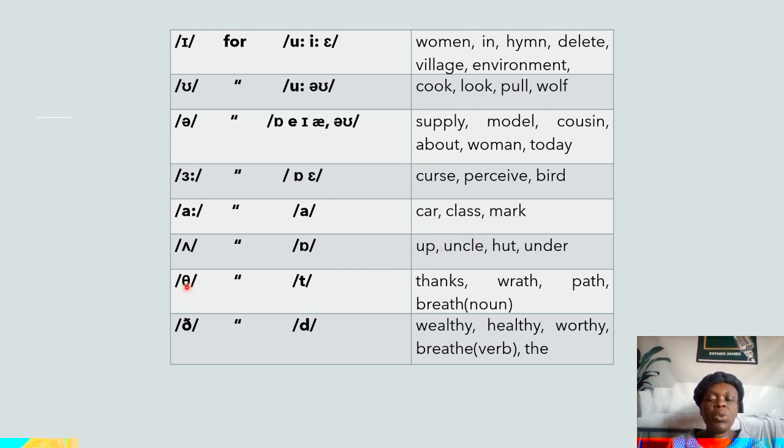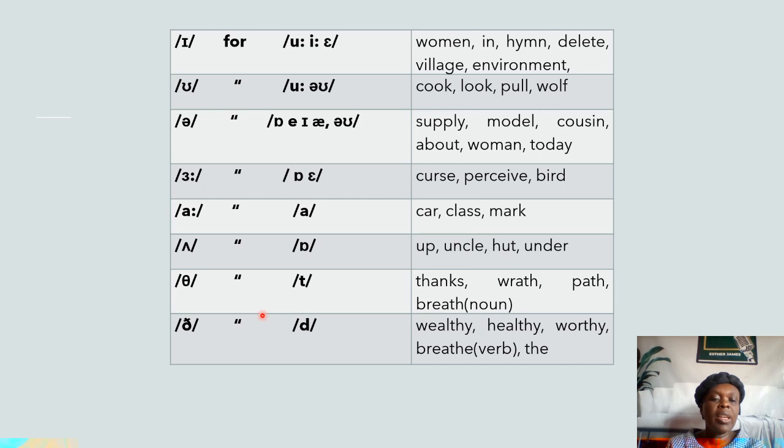Then we have the next one, the theta sound, the voiceless TH sound. Every other one we've been doing before now are vowels, so this is a consonant sound. We have thanks, not tanks. Don't exchange it for a T. For you to pronounce this sound correctly, you must have your tongue in between your teeth. So it's thanks. And then you have wrath, the wrath of God. You have path. You have breath.